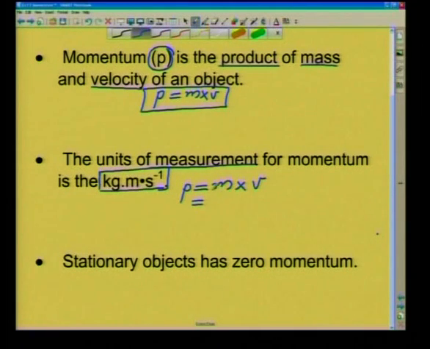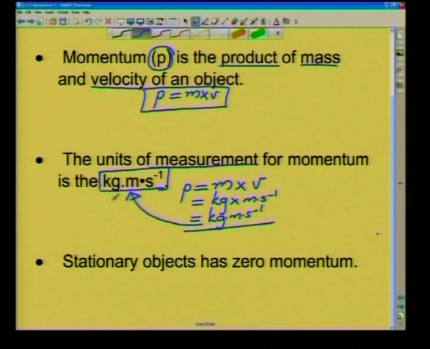Let's just do that right away. What is the unit of measurement for mass? The SI unit of measurement for mass is kilograms, times the SI unit for velocity, which is meters per second. All right? Therefore, if we were to look at the unit of measurement for momentum, we would see that it's going to be kilograms meters per second. Okay, and that is where it comes from. That's why we know that to measure momentum, we use kilograms meters per second.